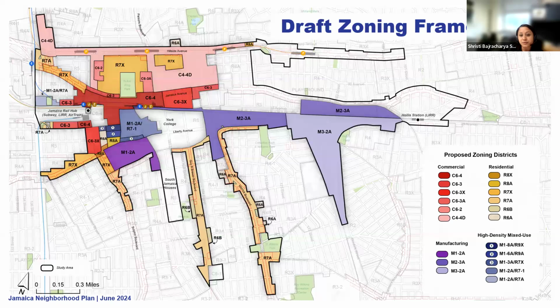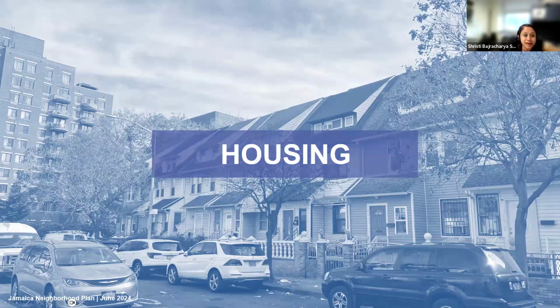And here is the draft zoning framework we presented at last week's town hall. Just a quick refresher, the red and yellow areas represent zoning districts where housing is allowed. Usually yellow indicates residential zoning where housing is typically built. However, the red areas, which are commercial districts, also allow for housing. And I would like to pass it on to Jasmine to talk more about housing.